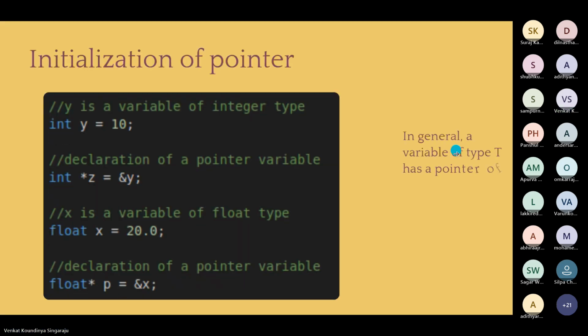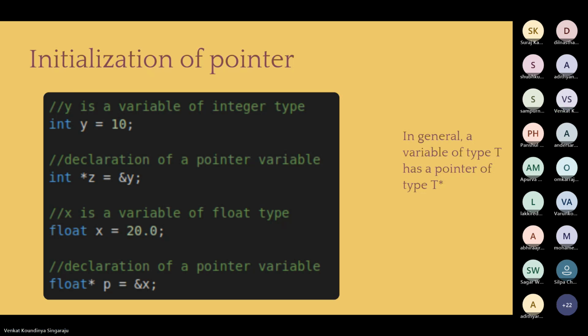Let's say your variable is of type t, then your pointer will be of type t star. So if you have an integer variable and want an integer pointer, it will be of type int star. Similarly, this holds for all the built-in types, and also if t is a user-defined data type, the pointer will be of type t star. We shall soon discuss what user-defined data types are.